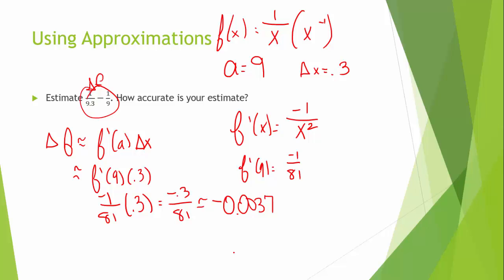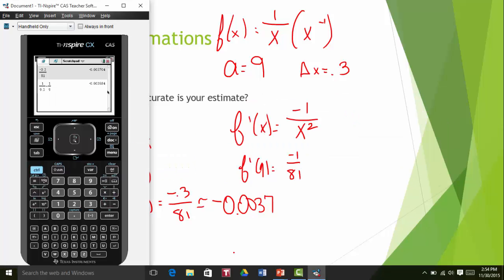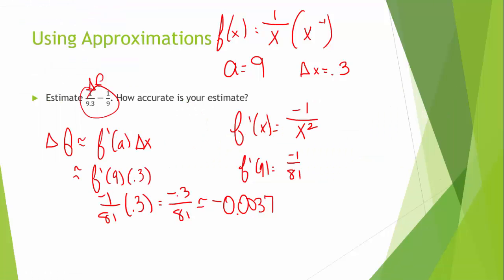Now it wants to know how accurate is my estimate. So I'm going to put up my calculator, and if you notice, I actually have already done 1 over 9.3 minus 1 over 9. Not sure how well you can read that because it's a small calculator, but it turns out that the actual value that we get is going to be negative 0.00358.